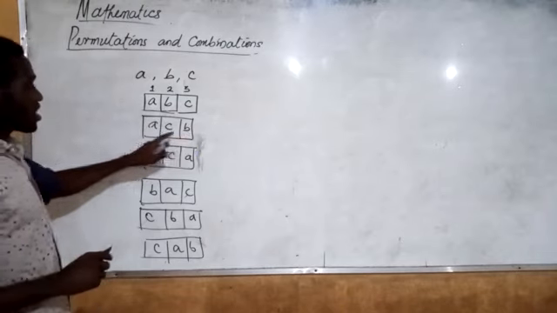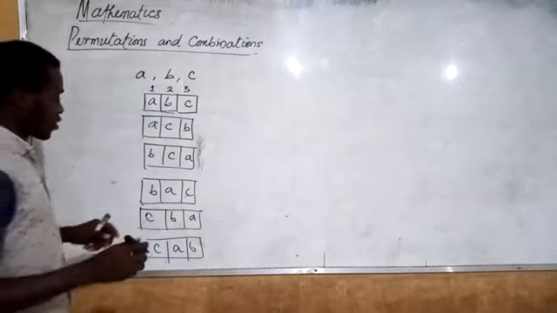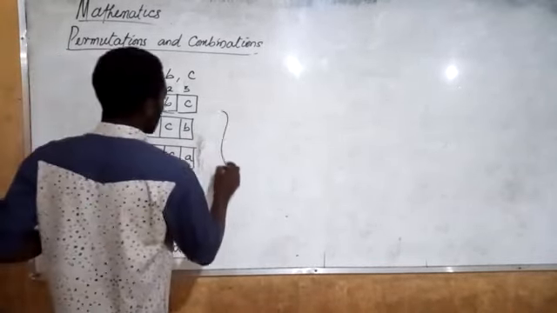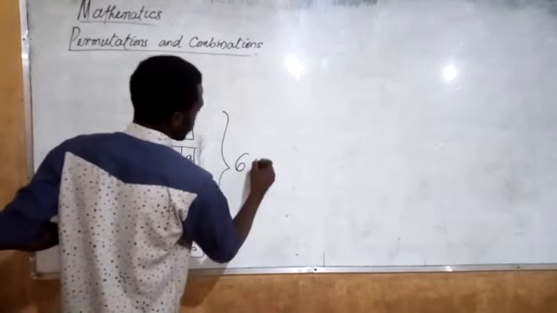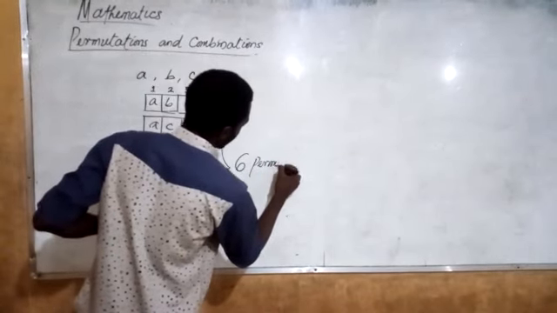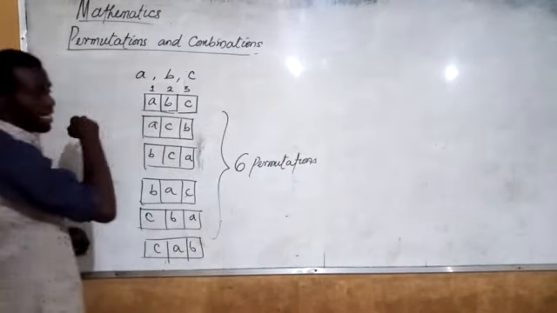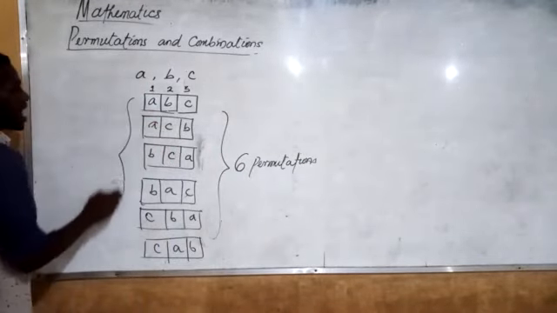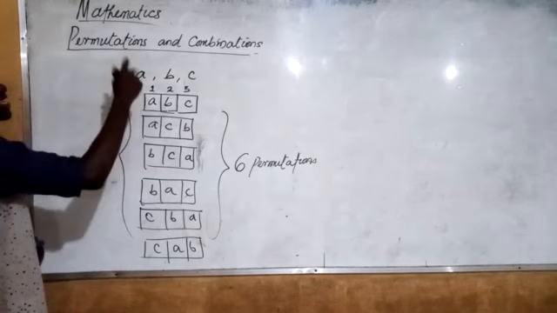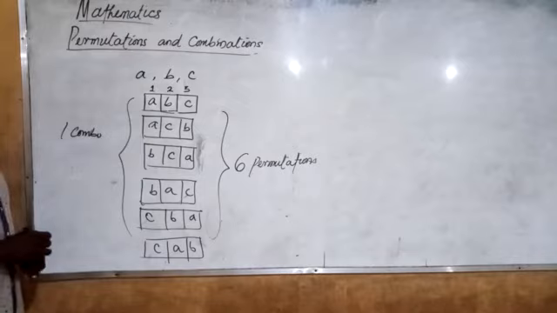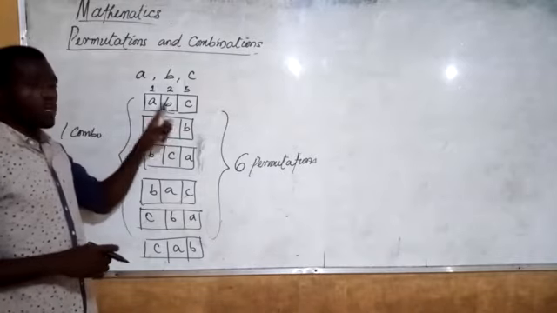If you notice this, now let me ask you a question first. How many permutations or how many arrangements have I made here? I have made 6 different arrangements. So those are 6 permutations. But what have I combined here? I have combined only A, B, and C. So I have only one combination. I have not changed what I have combined.